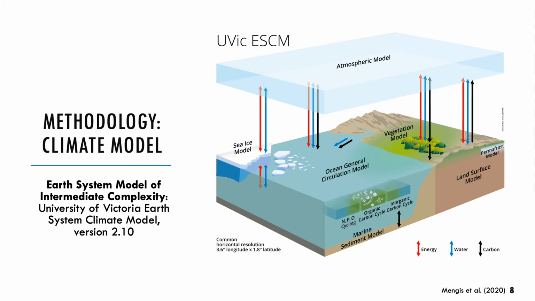And then on land, there's a land surface model that includes a permafrost carbon model that simulates carbon dioxide emissions due to permafrost carbon decay. And then coupled again to that land surface model is a vegetation model that represents 5 different plant functional types.